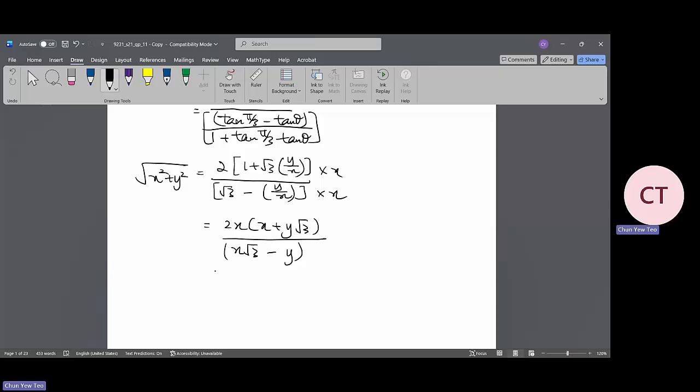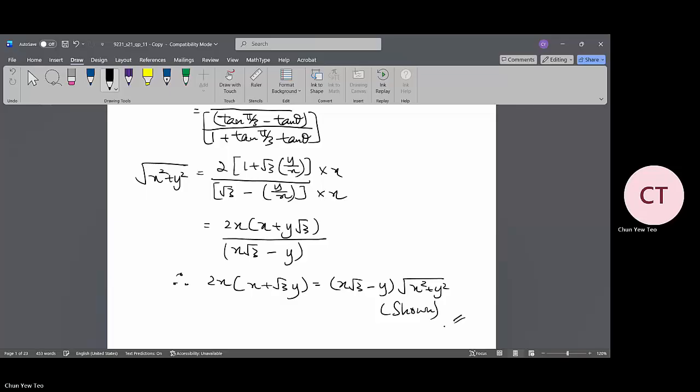Then when I multiply them to the other side, therefore you will get 2x, x plus root 3 y, equals root 3 x minus y, square root of x squared plus y squared, shown. This will be the answer for question number 5C.